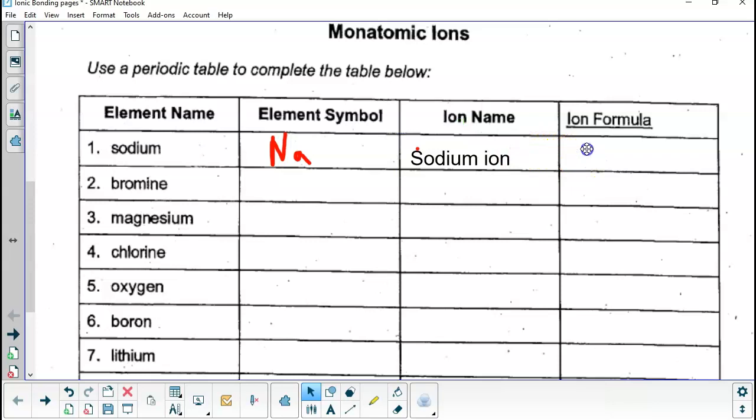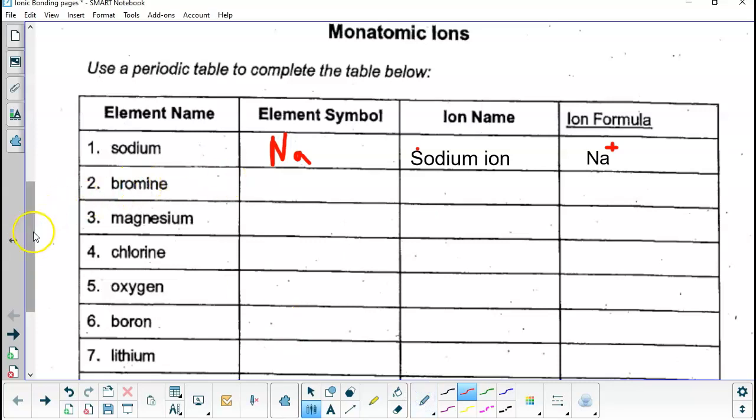For my formula, I write the symbol, and then in the upper corner, I have to do a little number and a positive or negative sign. Now, just like math class, if it's a number 1, you don't really have to write the number 1 part. Like you don't have to write 1x, it's just x. So sodium is a +1. I don't have to write the 1, I can just do a plus sign there. So that is number 1, that is sodium.